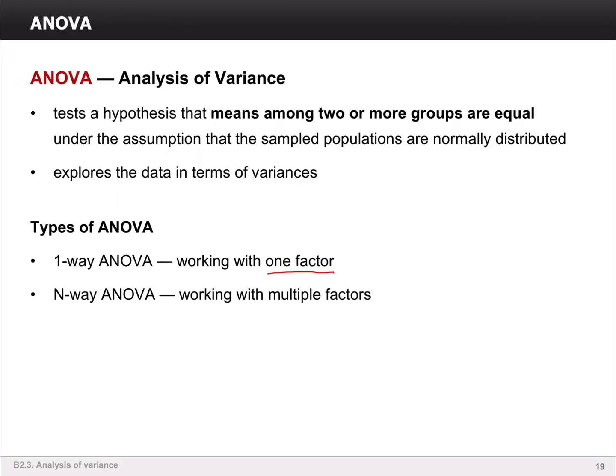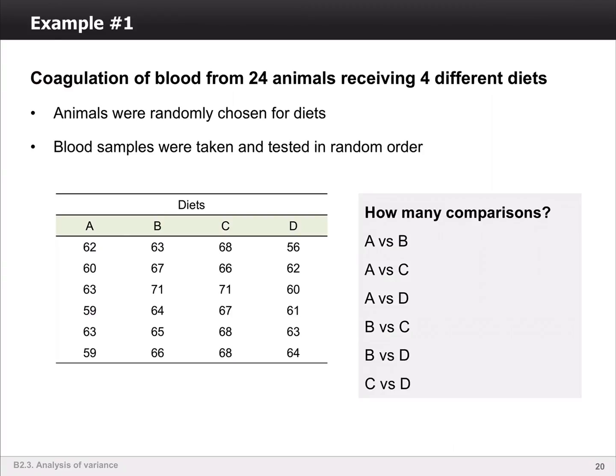So it means that you can use ANOVA for many factors. For example, you have diet and gender, and you want to see if the influence of diet depends on the gender. In this case, you will have two factors and many groups, and n-way ANOVA will work perfectly. Okay, and we are going to use the other example, with coagulation of blood, for explaining ANOVA.